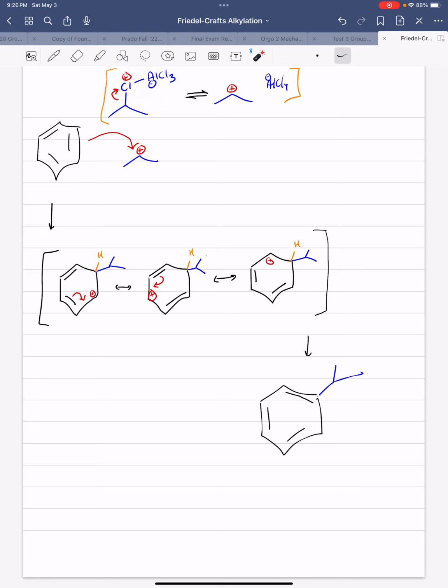a leaving group, and when it does, it's going to create this carbocation here. This particular example, even though I did use 3 carbons, I generated a very stable secondary carbocation right off the bat. I'm not really concerned about any kind of rearrangement that can occur.